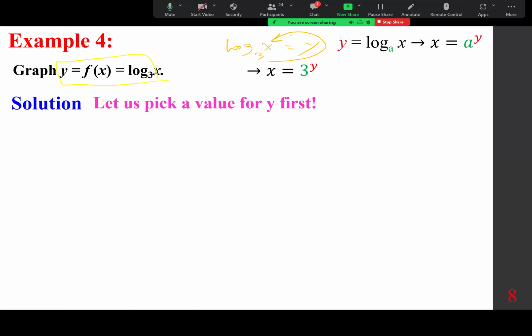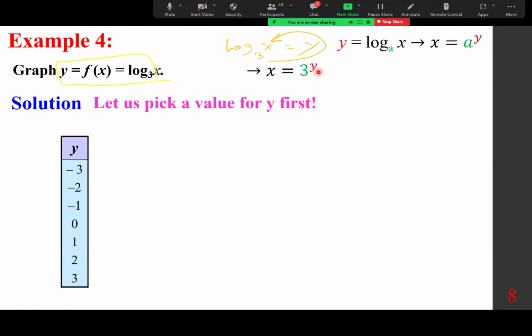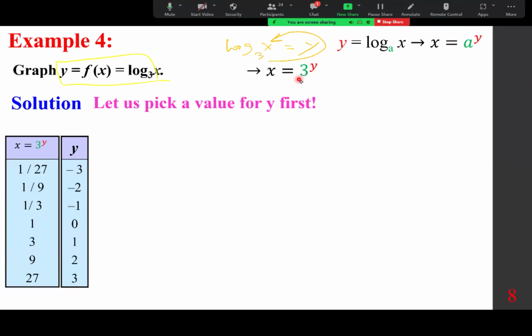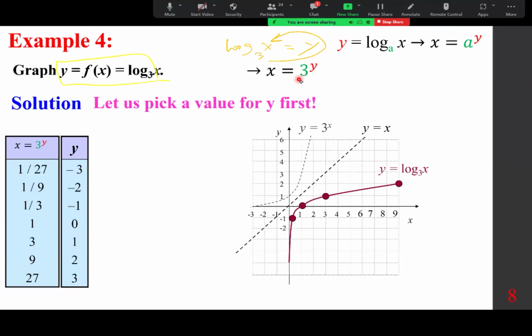It's a lot easier. So, for example, if I pick negative 3, 3 to the power of negative 3 is 1 over 27. Negative 2, 1 over 9. Negative 1, 1 third. 0, 1. If I pick 1, I get 3. If I pick 2, I get 3 squared or 9. 3, I get 27. So, again, very carefully, if you graph it, you get this function, and we are showing 3 to the power of x also, and they are symmetric with respect to the line y equals x because the two functions are inverse functions.